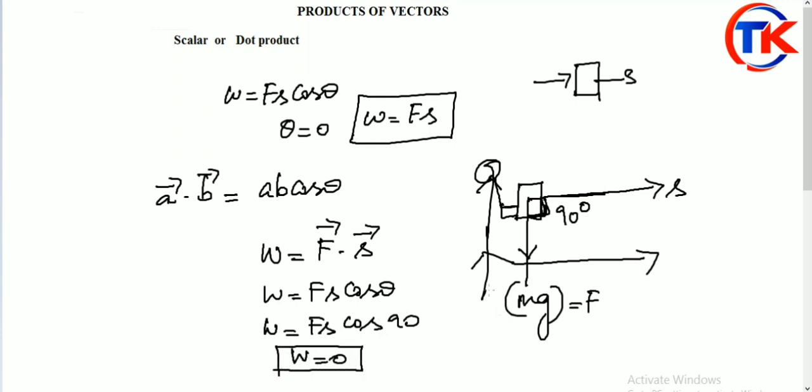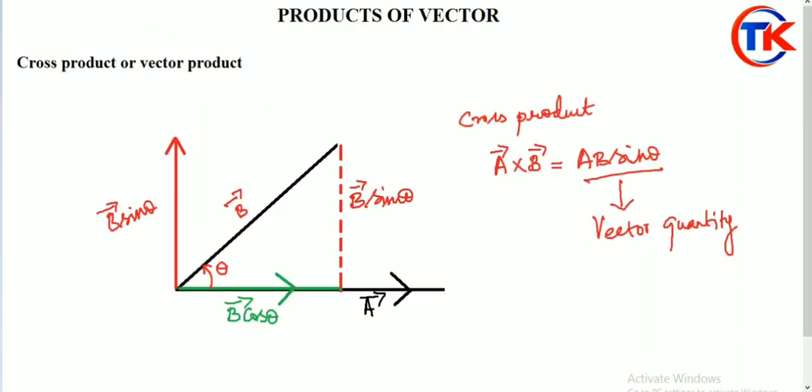Clear? So if the angle between F and S is 0, we are going to get the maximum magnitude. If the angle between F and S is 90, the work done is 0. This is called a dot product or scalar product. I repeat, the dot product of A and B gives AB cos theta.